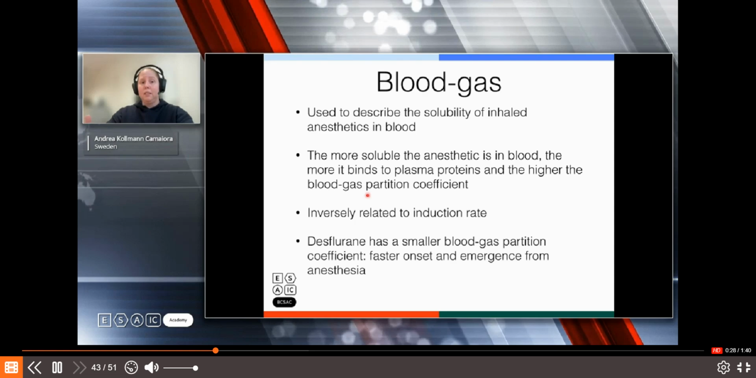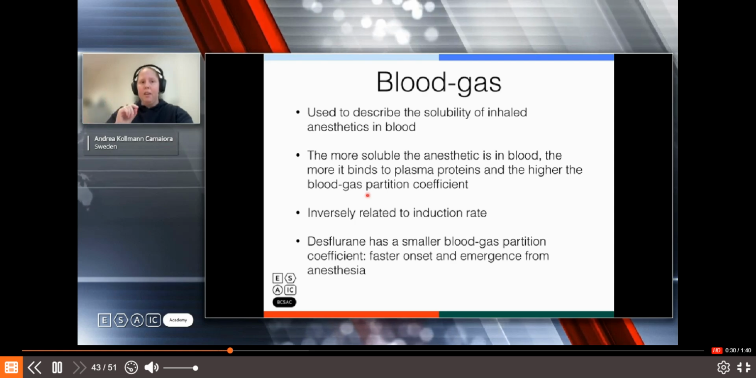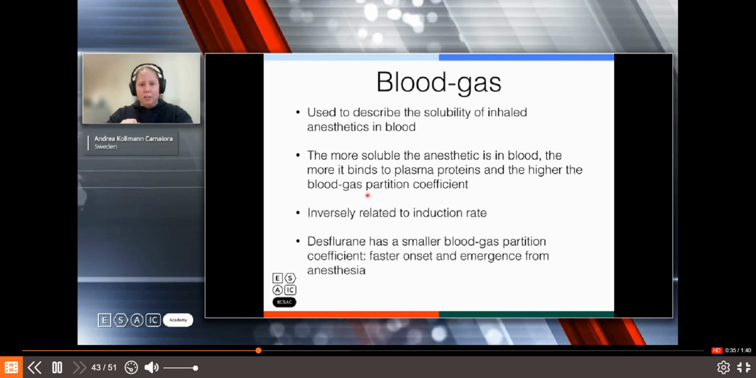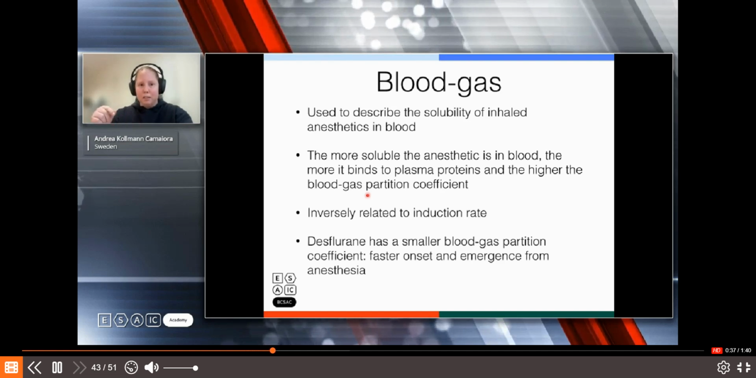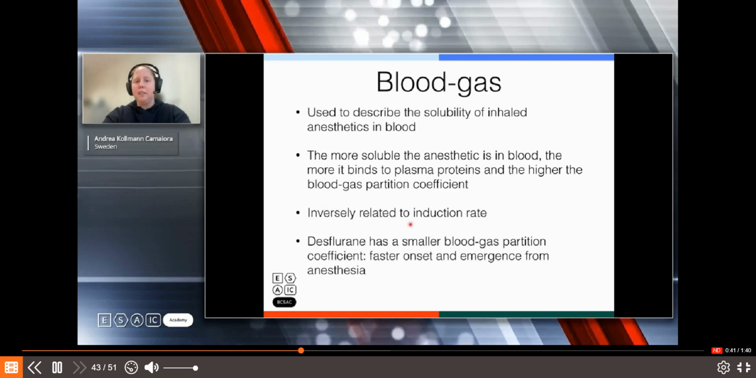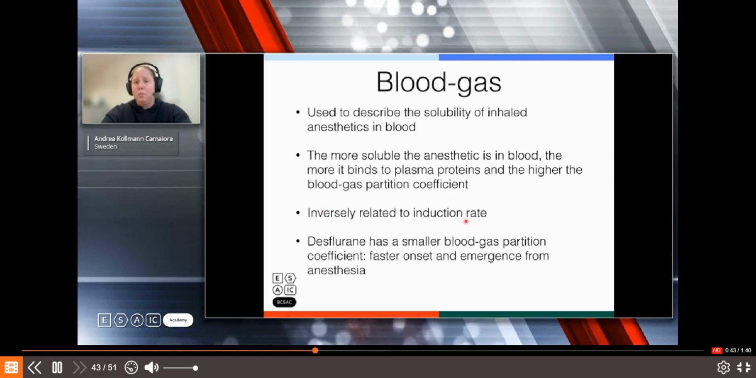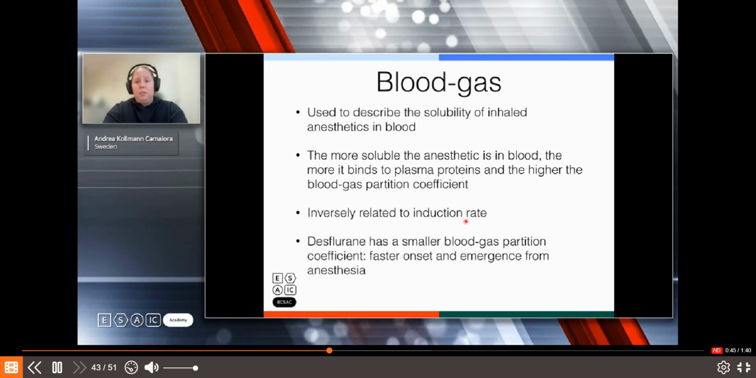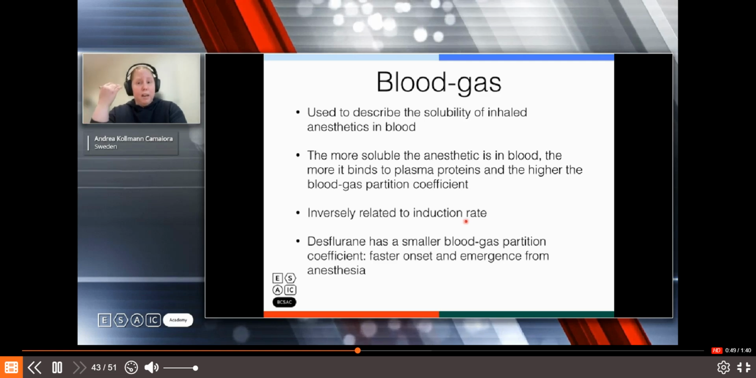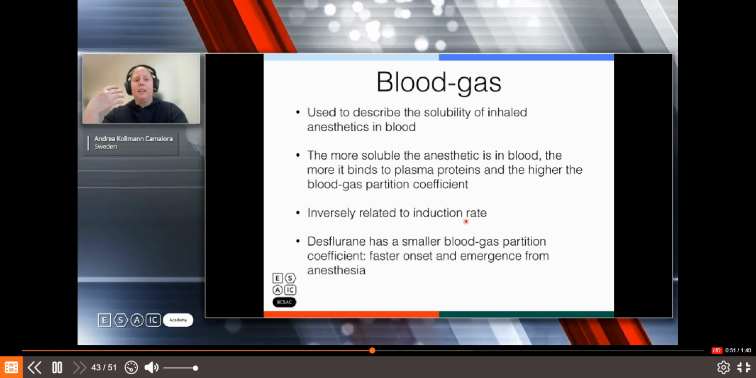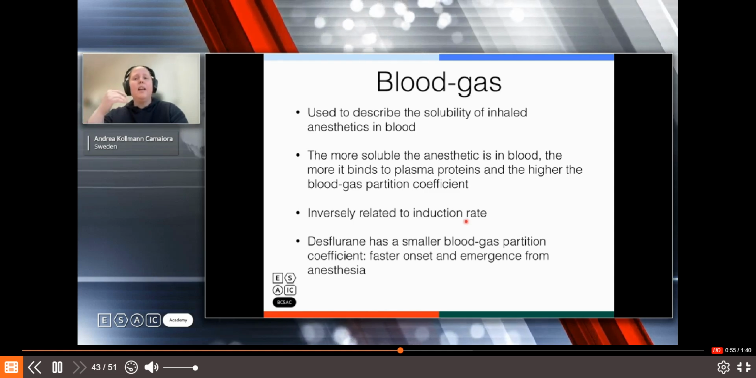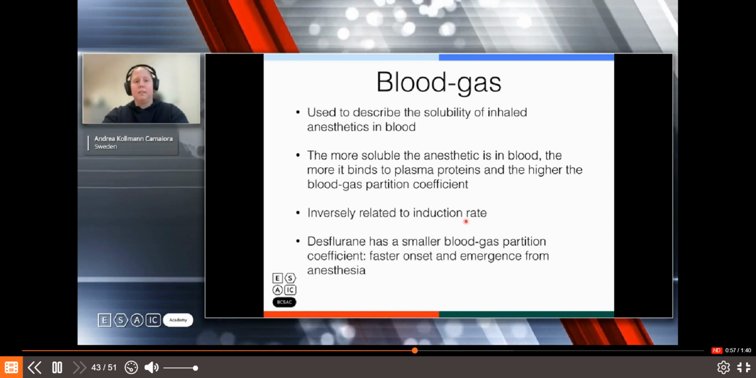then it's useless. So if you have a gas that has a high blood gas partition coefficient, which means that it's more soluble, it is inversely related to the induction rate, because once it binds to plasma proteins, it's useless for the aim we have. It won't have an effect on the brain. So then, the higher the blood gas partition coefficient, the slower the induction rate.